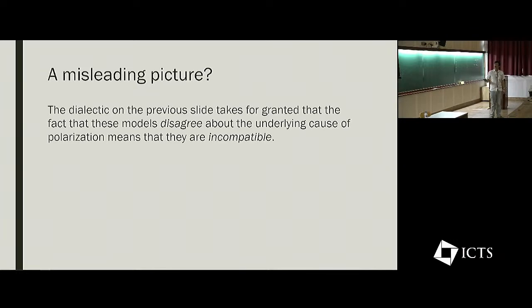Even so, I want to suggest that in cases like this, where you're looking at modeling social phenomena, it's the wrong way of thinking. The reason it's the wrong way of thinking is that it takes for granted the idea that these explanations of the phenomenon are incompatible with one another, that only one of them could be right. Now, if you're thinking about like Newtonian gravitation versus general relativity, that is the right picture to have.